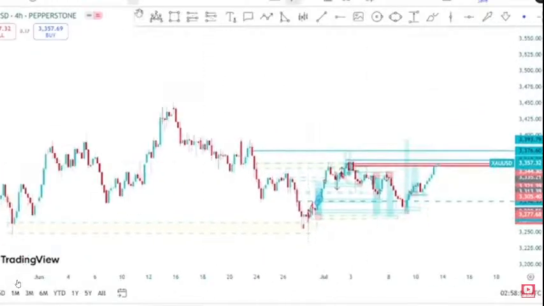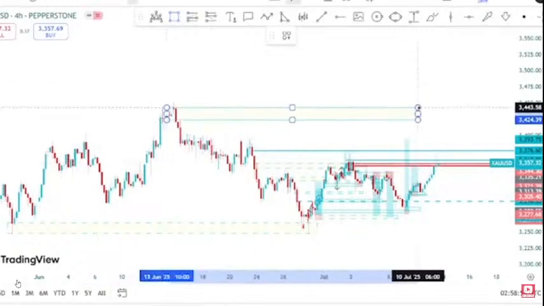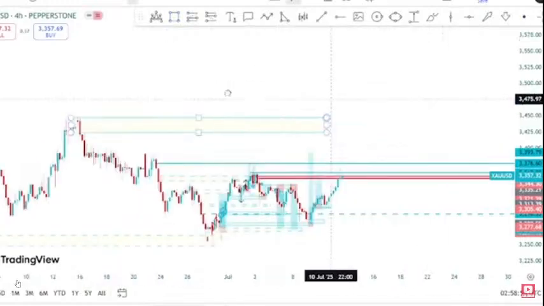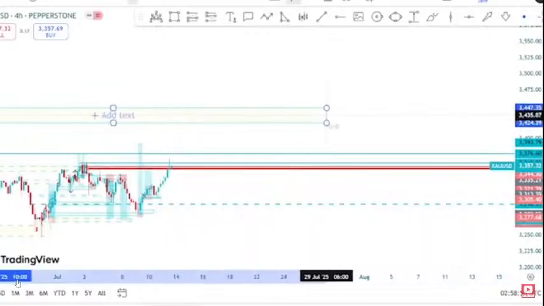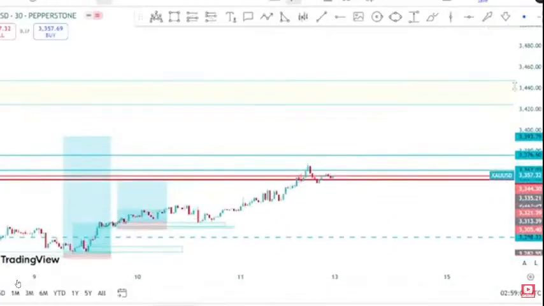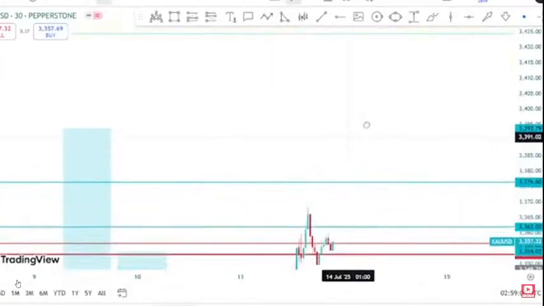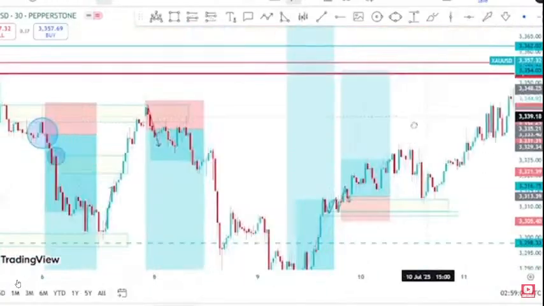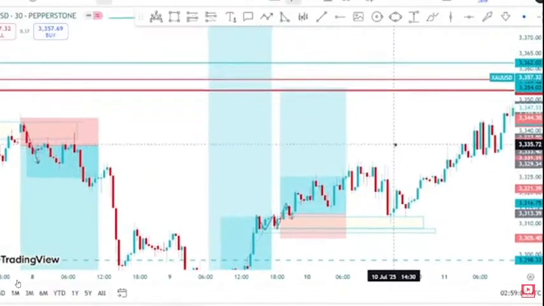Okay, these are all the targets we're expecting from these areas, and even above that area. Okay, going back to the lower time frame where we entered from. So we took a buy from this area also again.